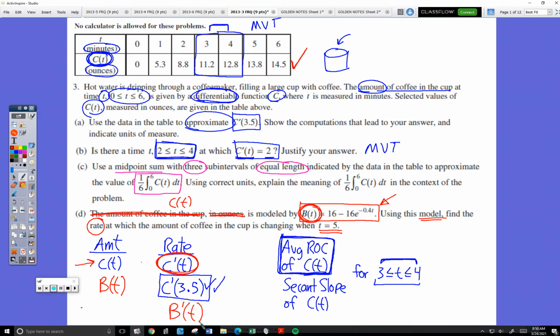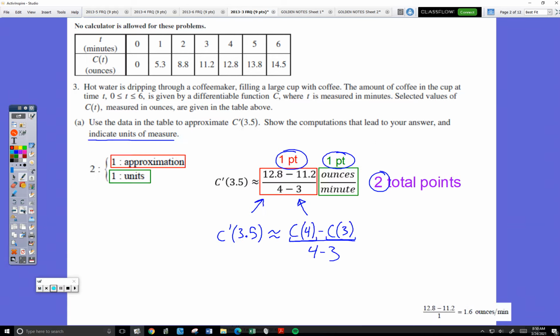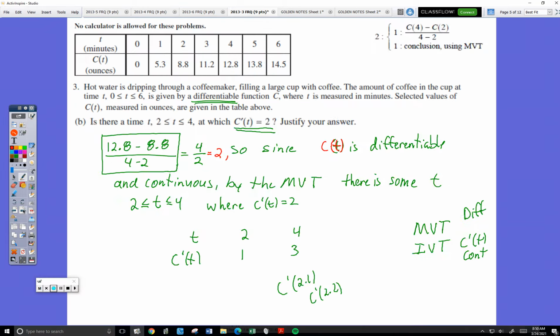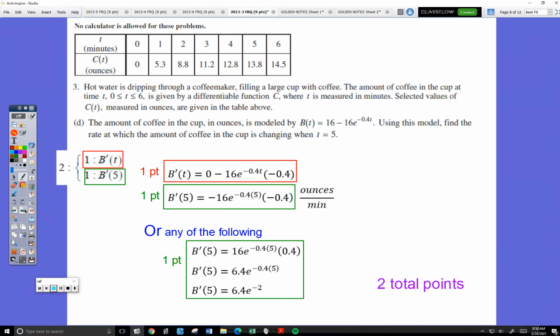So I want to just grab my calculator. Unfortunately, it's not a calculator problem. So I've got to find B prime without my calculator. So there it is. Not too difficult. The derivative of a constant would be 0. This is a multiplying constant, so I just wrote it down. So there's the 0. There's the multiplying constant.